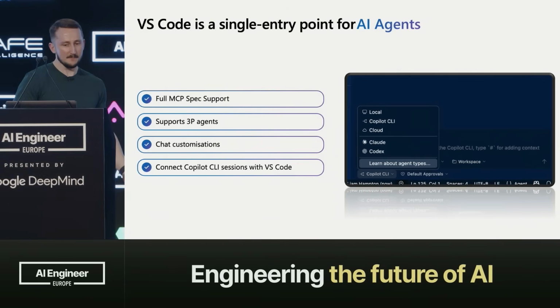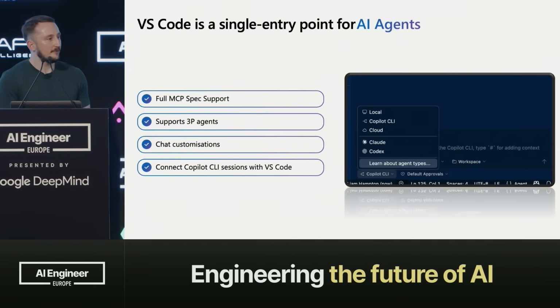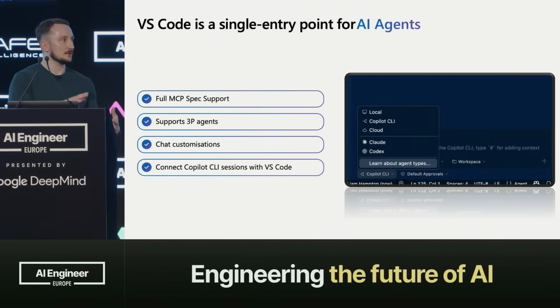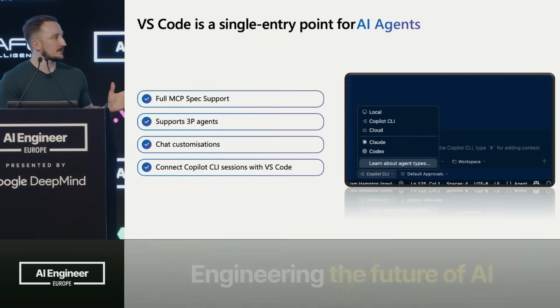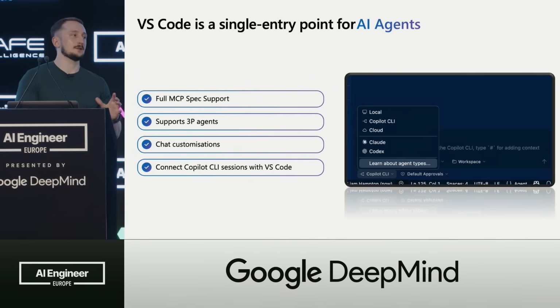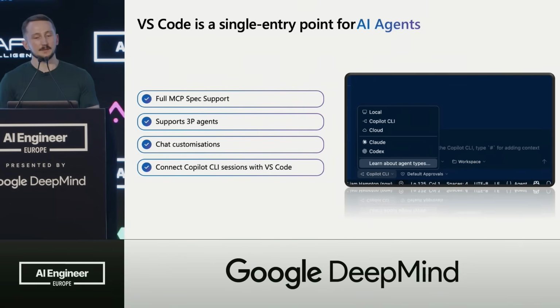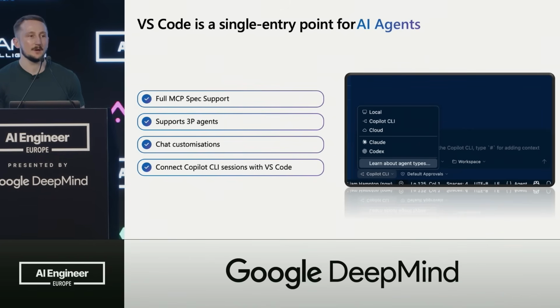So just in time, as a wrap-up, Visual Studio Code is a single entry point for AI agents, and we're really building this agentic workflow around multiple different services. We've got third-party plugins, we've got first-party plugins, and we've got the full spec support for MCP. We've got chat customizations, and you can connect to the GitHub Copilot CLI sessions through VS Code. So it's all in one single sequence for you as a developer inside your workflow.